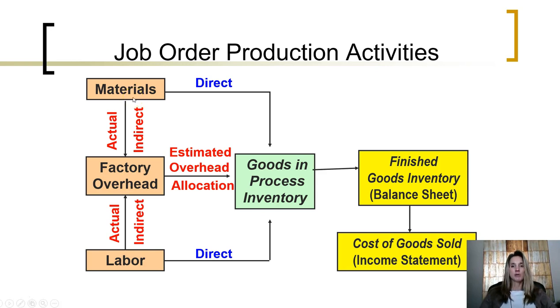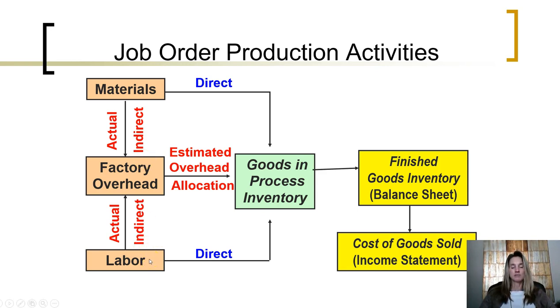Material costs in a job order production system. Direct materials: direct material costs are recorded right into the goods in process inventory account as they are incurred on the units produced. Indirect material costs, the actual indirect material cost, are recorded first into the factory overhead account.